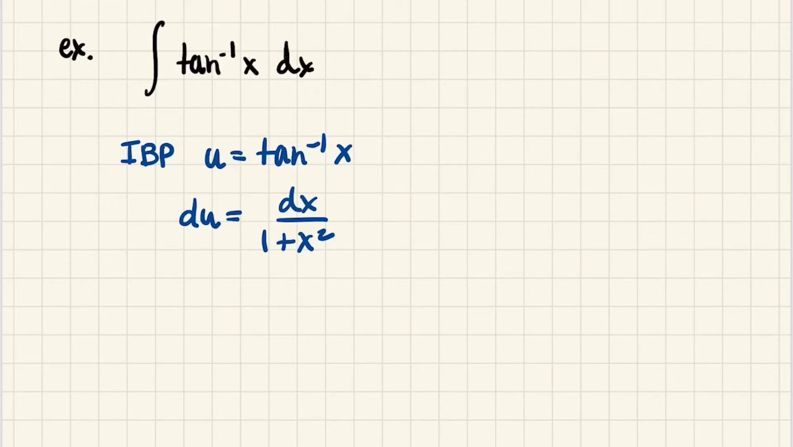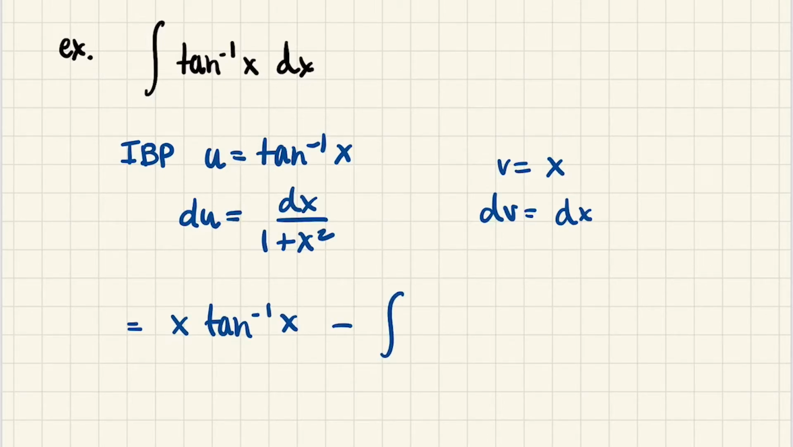And you do need to know those derivatives of the inverse trig functions, of course. You needed to know them coming into this class. So dv is everything we did not choose for u, so that would simply be dx, and v is therefore equal to x. Okay, so our integral here becomes uv minus integral of v du, right? Ultraviolet voodoo. So that would be x times inverse tangent of x minus the integral of x over 1 plus x squared dx.